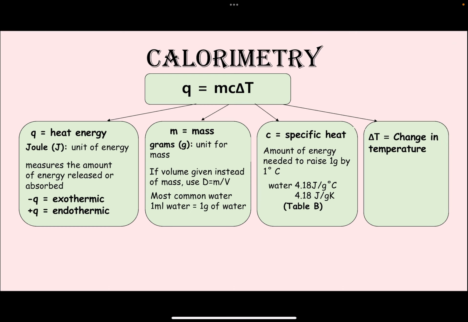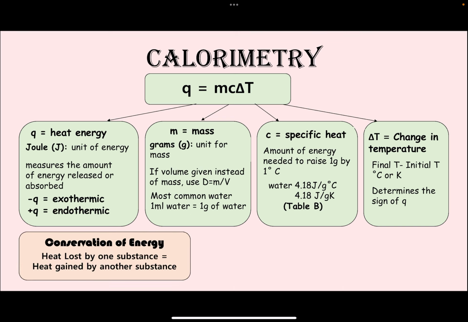And then delta T is the change in temperature. Very, very important: it's supposed to be final temperature minus initial temperature. Please do not do initial minus final. And this one can be in degrees Celsius or Kelvin. The difference in temperature is what determines if the reaction is endothermic or exothermic, because this is what's going to make our Q value positive or negative.